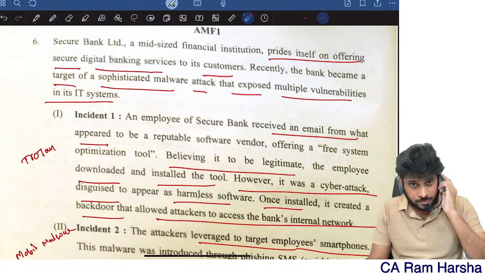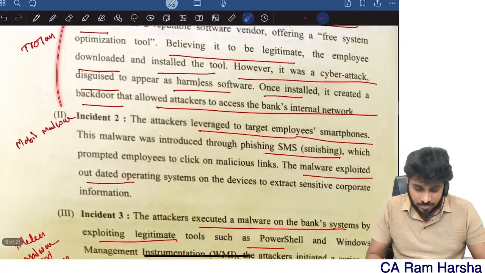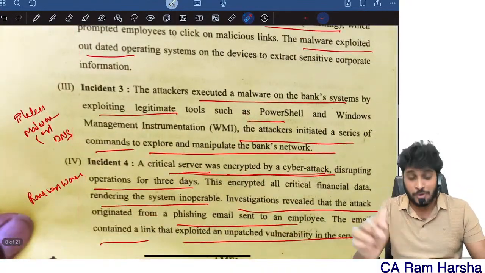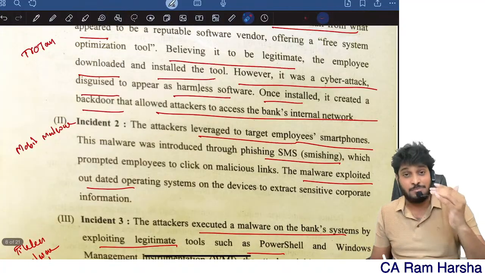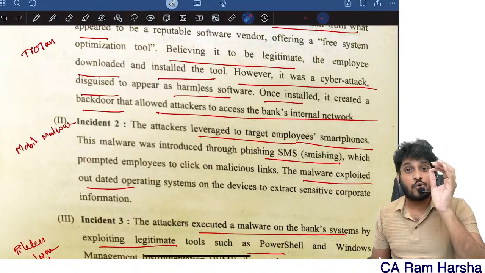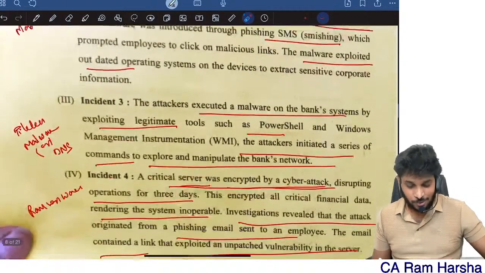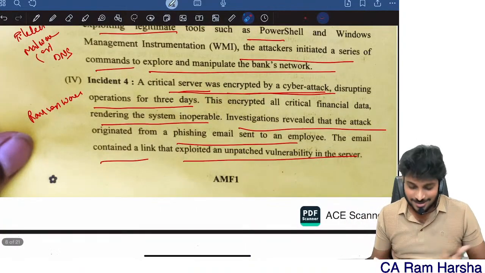Secure Bank Limited is a mid-sized financial institution that prides itself on secure digital banking. They have given so many incidents, but the question is so easy. But see, the MCQ paper is 21 pages. The descriptive paper is 15 pages. Close to 35-36 pages, the question paper. How do they think that students can read this?